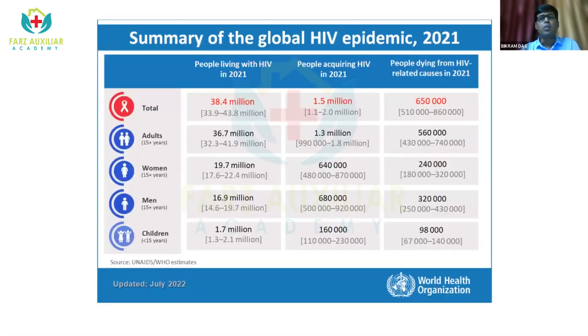This is a summary of the global HIV epidemic, 2021 data. As you can see, 38.4 million is the total prevalence, and the new cases were 1.5 million. People dying with HIV in 2021 was around 650,000. So this is the amount of burden that HIV is giving globally.